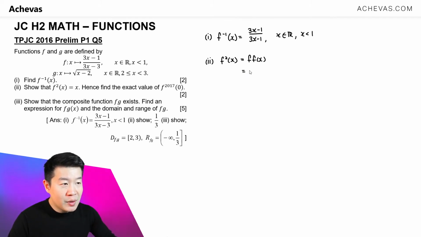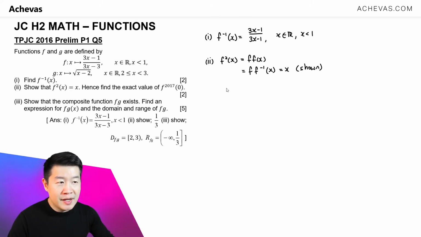So I can actually rewrite this f that is here as f inverse, based on the result that we have obtained from part 1. And what is f inverse f(x)? This is equal to x. So we have shown what the question wants us to show.